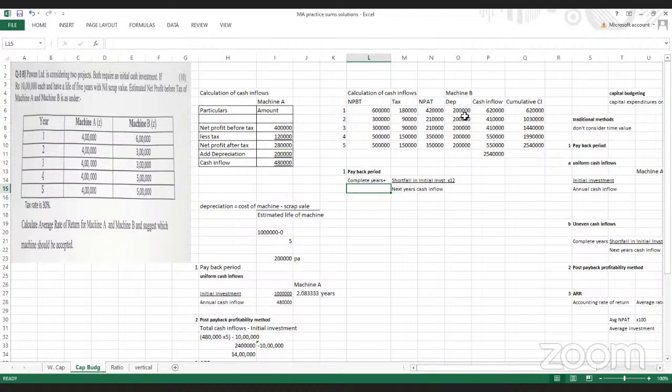Now what is our initial investment, students? 10 lakh. So in cumulative column, just mark that year which is closest to 10 lakh. But it should not surpass that 10 lakh figure. It should be closer enough to say that we are close to 10 lakh, but it should not go beyond 10 lakh. So in first year, what is your cumulative figure? 6,20,000.